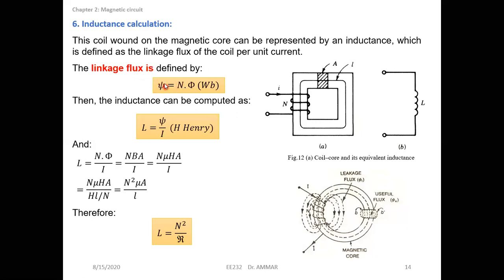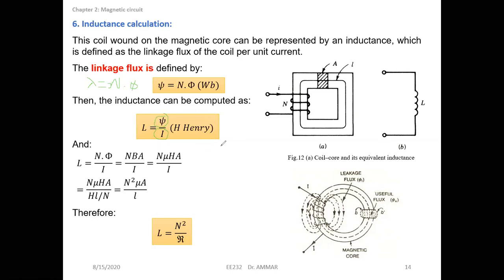Here you can see that we call it Xi, and in other books you may find it as lambda. Xi or lambda equals the number of turns multiplied by the flux, and this is the expression of the linkage flux. So the inductance is defined as Xi, the linkage flux, over I. This is the inductance of the coil.